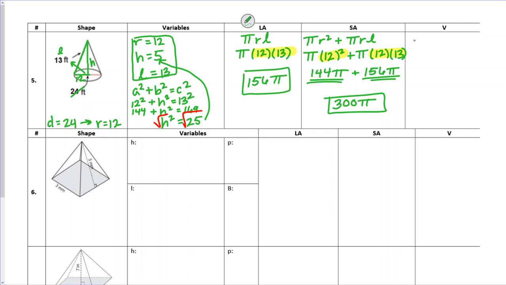And volume. Volume formula is 1 over 3 pi r squared h. Substitute your numbers. 1 over 3 pi times 12 squared times 5. Skip your pi, plug it in, and you get 240 pi.